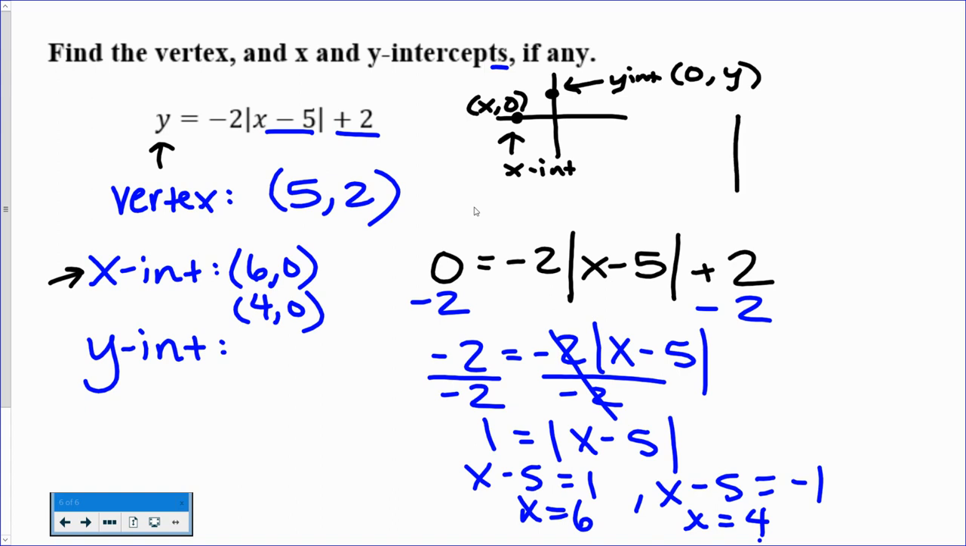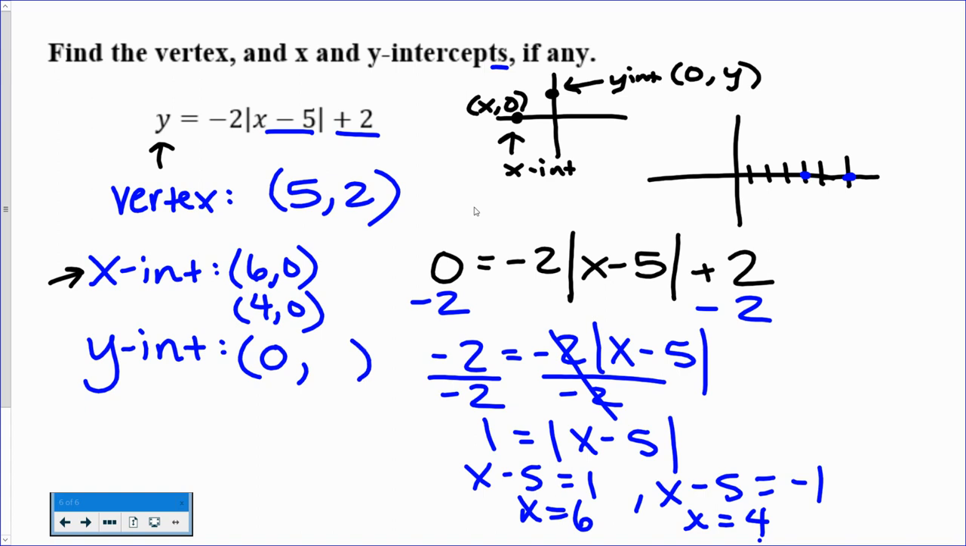So that means on my graph, 1, 2, 3, 4, 5, 6. 6, 0, and 4, 0 would be 2 x-intercepts. Okay? And then my y-intercept would mean my x value is 0. What is the y value?